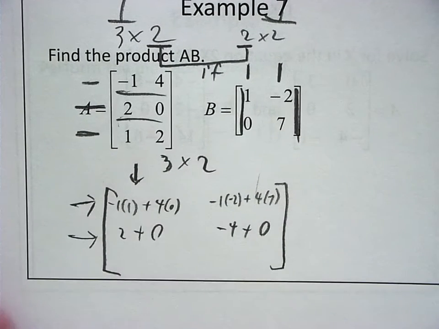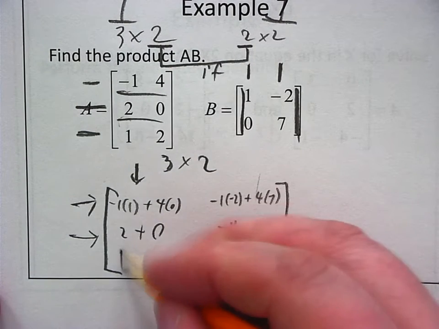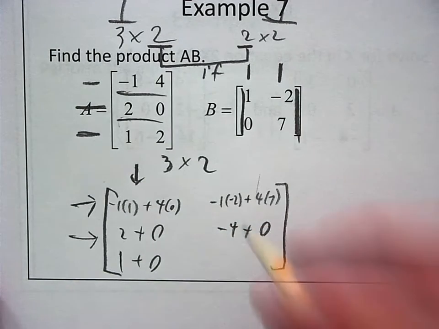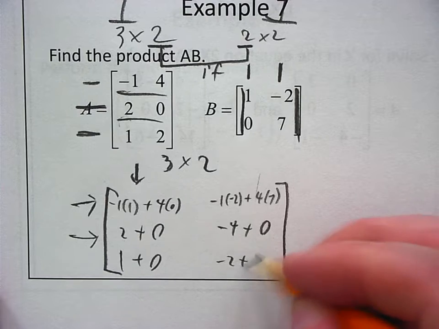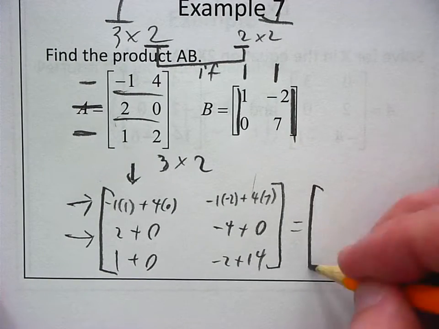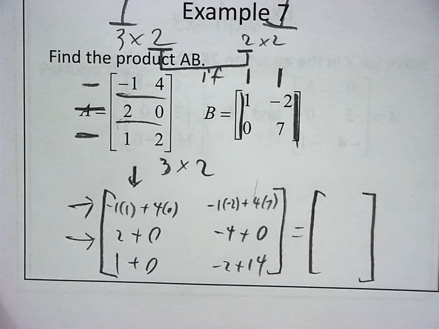So then what would you show for the third row, first column? 1 plus 0. Yeah, 1 plus 0. First row, second column? -2 plus 14. Okay? Does that process make sense?